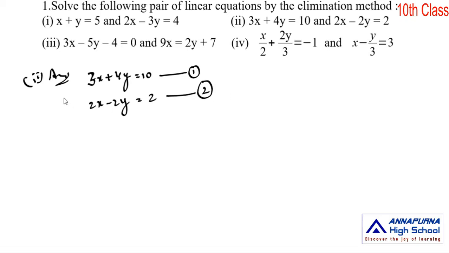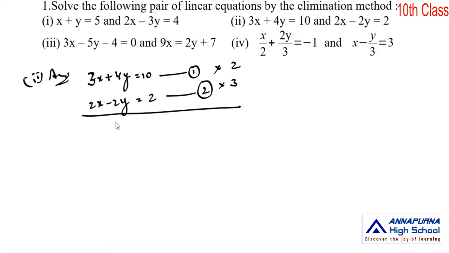Okay, so to solve these two equations by elimination method, simply first step, multiply these two equations by a constant number. So generally we multiply the first equation by the coefficient of x in the second equation, that is 2. Multiply the first equation by 2 and second equation by the coefficient of x in the first equation, that is 3.